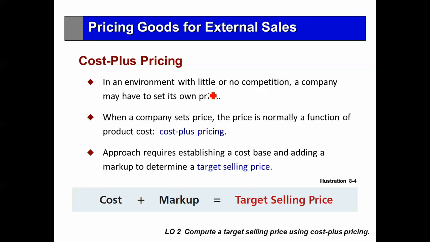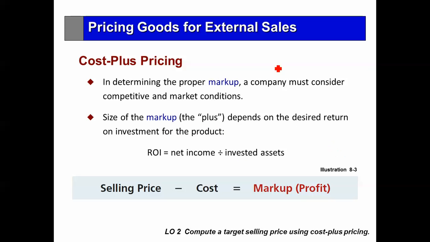In an environment where there's little or no competition, I have a very unique product. The company then can sell its product at its own price. It can determine its price. And so therefore, we look at what it costs us to produce this. Then we add on the kind of profit we've got, and we end up with a target selling price. So it's cost plus markup. And it's as simple as that. In determining the markup, the company must consider the competition and market conditions. The ROI is the net income divided by the invested assets. And so the selling price minus the cost gives me my markup.